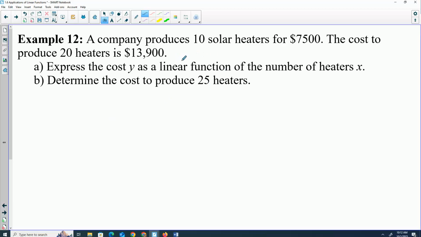A company produces 10 solar heaters for $7,500. The cost to produce 20 heaters is $13,900. Express the cost y as a linear function of the number of heaters x. I'm just asking you to write the equation of a line. Think y equals mx plus b. That's what we're looking for. What were we given in the problem? What would I do with these four numbers?